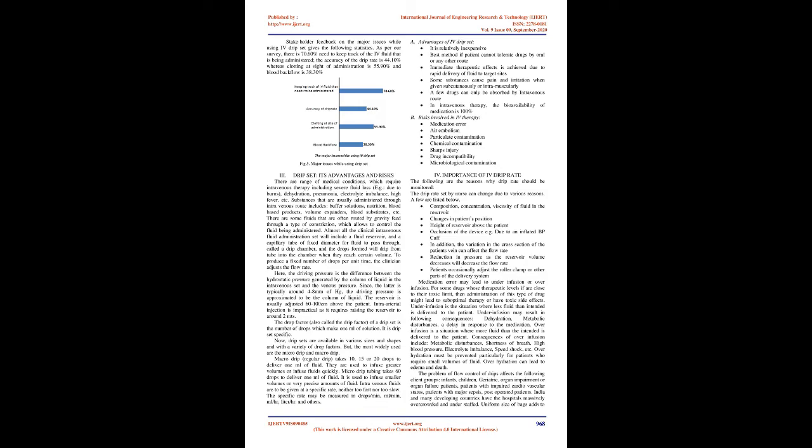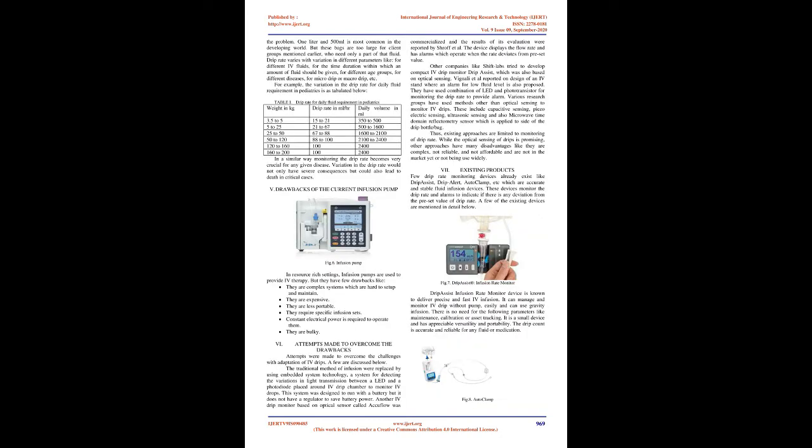Now, drip sets are available in various sizes and shapes and with a variety of drop factors. But the most widely used are the micro drip and macro drip. Macro drip, regular drip, takes 10, 15, or 20 drops to deliver 1 ml of fluid. They are used to infuse greater volumes or infuse fluids quickly. Micro drip tubing takes 60 drops to deliver 1 ml of fluid. It is used to infuse smaller volumes or very precise amounts of fluid.